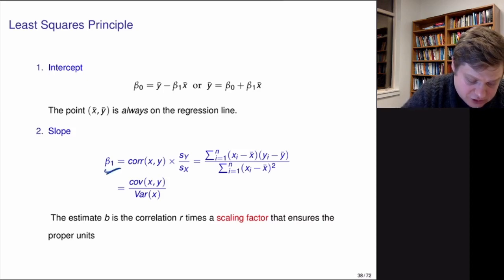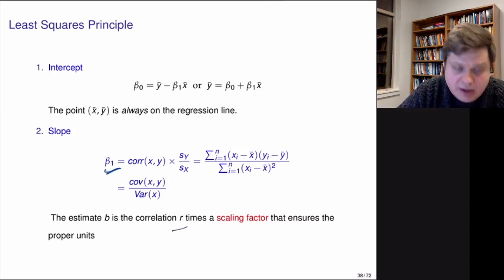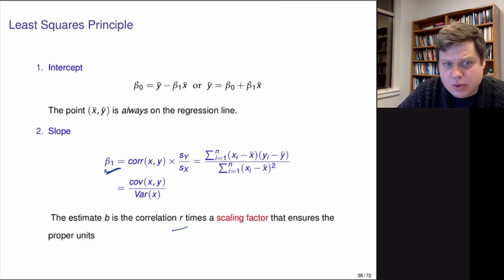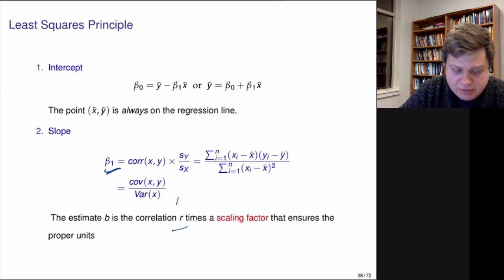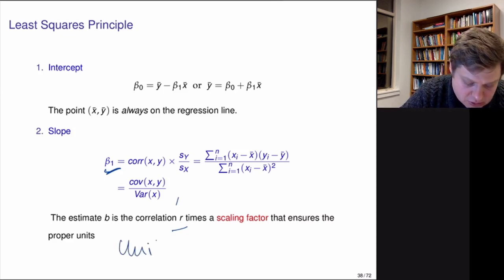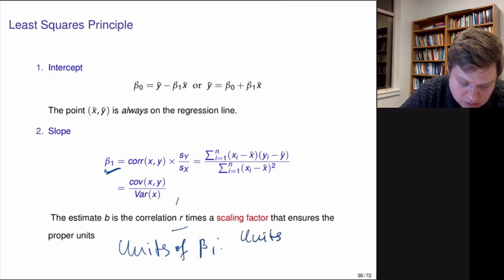Okay, so the estimate for the beta 1 coefficient is just the correlation R times the scaling factor, and the scaling factor happens to be this ratio of standard deviations in y and x. It also ensures that we have proper units, because you remember correlation is dimensionless, right? Standard deviation of y is measured in the units of y, standard deviation of x is measured in units of x. So units of beta 1 are the units of y divided by the units of x.